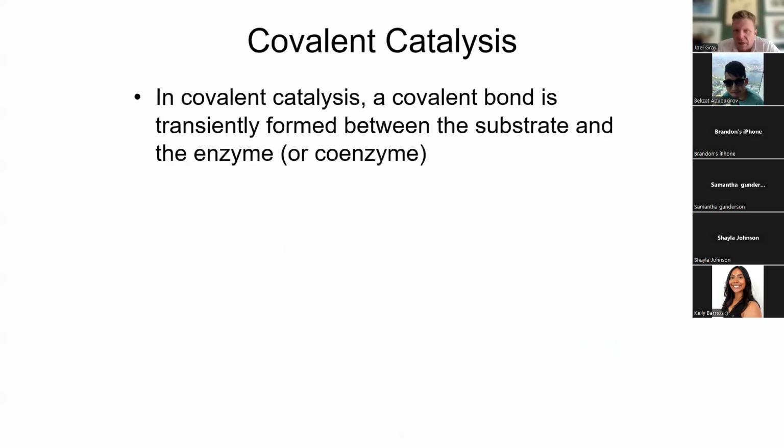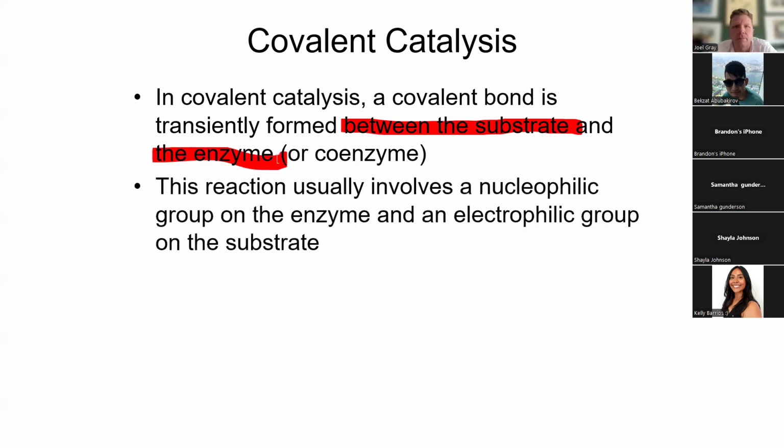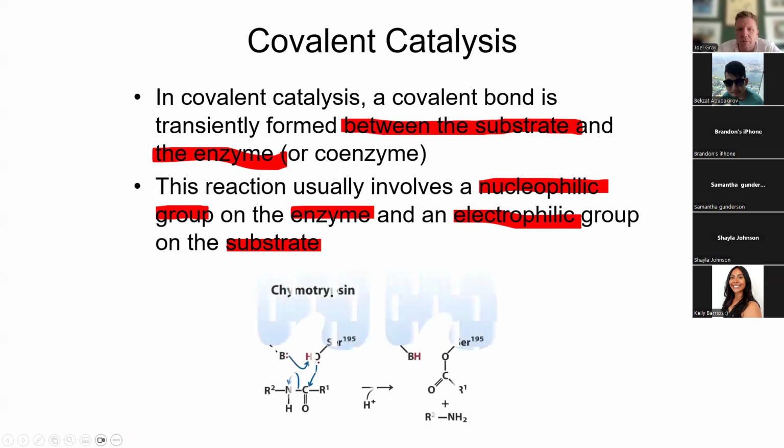Now, our next type of catalysis, covalent catalysis. In covalent catalysis, a covalent bond is transiently formed between the substrate and the enzyme or the coenzyme. This reaction usually involves a nucleophilic group, a nucleophile, on the enzyme and an electrophile on the substrate. So I always think about that as a negatively charged group on the enzyme and a positively charged group on the substrate.